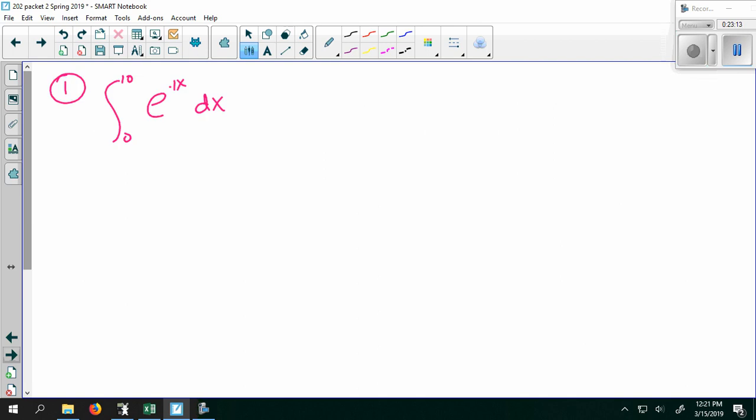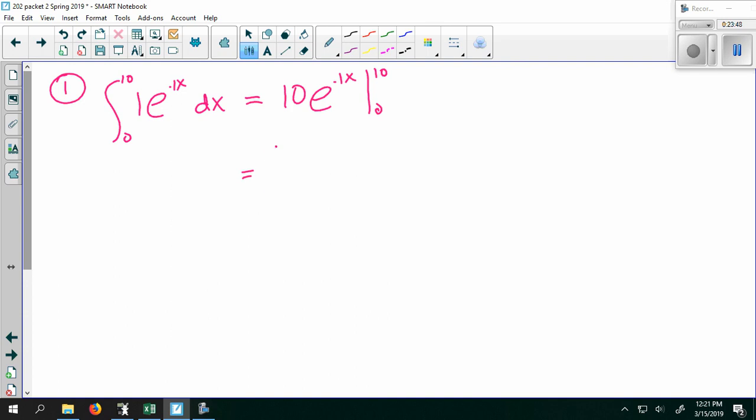So the integral we needed to evaluate for number 1 was the integral from 0 to 10 of e to the 0.1 x dx. So I need an antiderivative of e to the 0.1 x. So I need a function whose derivative is e to the 0.1 x. So e to the 0.1 x doesn't quite work because the derivative of e to the 0.1 x is e to the 0.1 x times 0.1. So I need to put a 10 in front here so that when I do the chain rule, I get a 1 over here. So I have 10 e to the 0.1 x evaluated from 0 to 10.